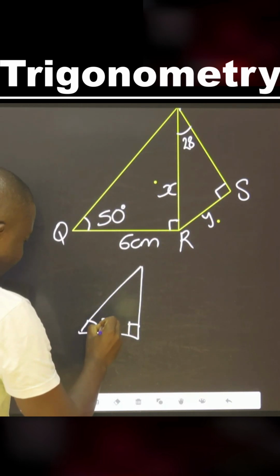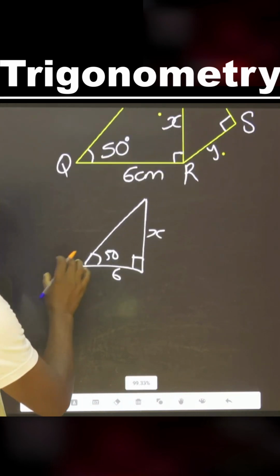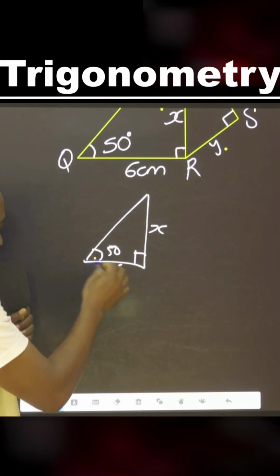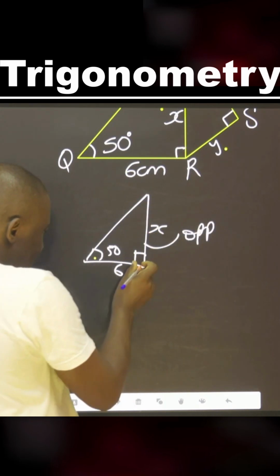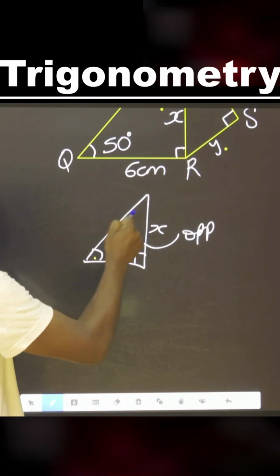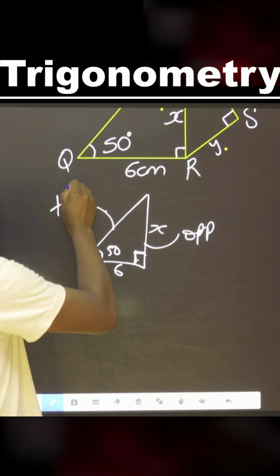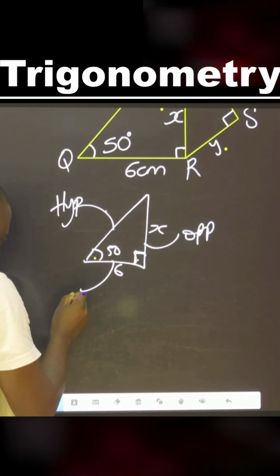Say this is 50, this is x, this is 6. We are looking for x. X is facing this angle, so this is opposite. This is the longest line because it's facing 90 degrees, so this is hypotenuse. This is close to this angle, that is adjacent.